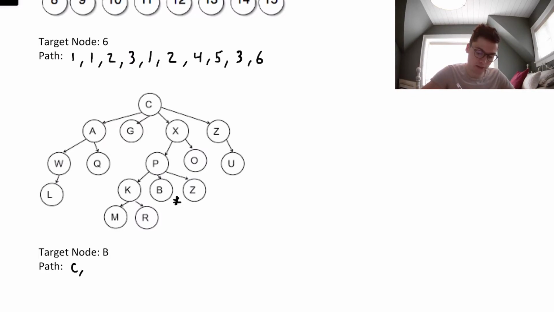Let's restart the next iteration, so it's going to be C, then A, then G. Actually, I'm going to separate the iterations with dashes. So then C, then A, then G, then X, then Z. So that's the second iteration. And then the third iteration is going to be C, then A, and then since it's depth first and we have the next layer, we can go down to W, and then Q.